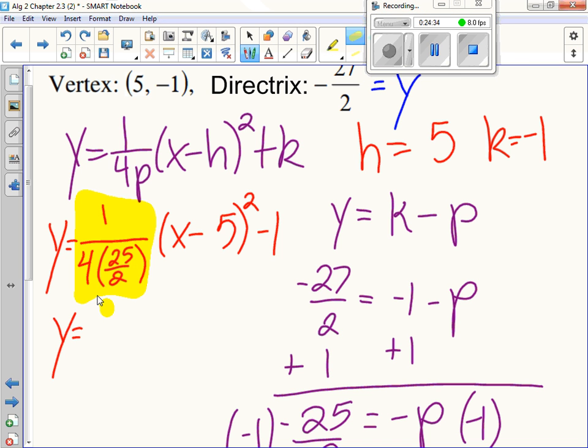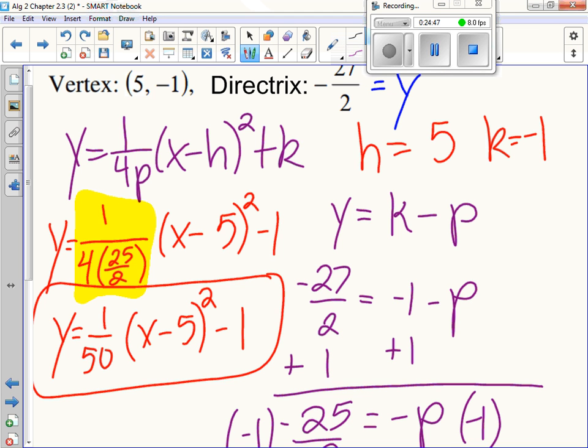So when we plug it in, we would get 1 over 50 times x minus 5 squared minus 1. And that's it. That's all we have to do for this. Any questions on this?